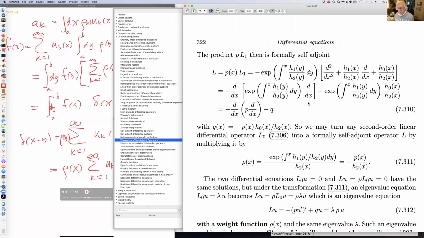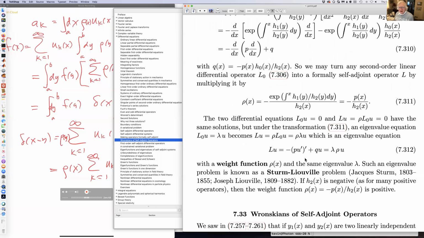In this expression, the effective thing that you're doing, if you combine those two operations, dividing by minus H2 and multiplying by p, is equivalent to multiplying by rho, where rho is defined in this way. So if you have two differential equations, or let's just say you have a differential equation, L of u equals 0.